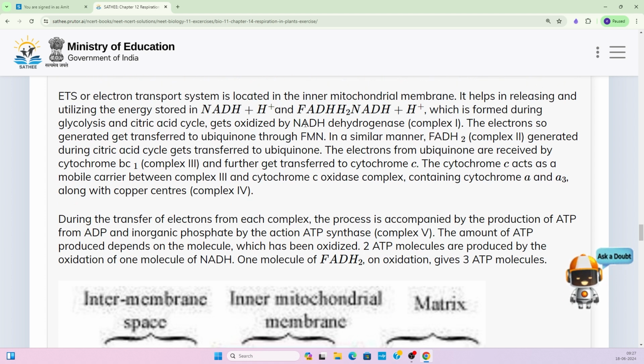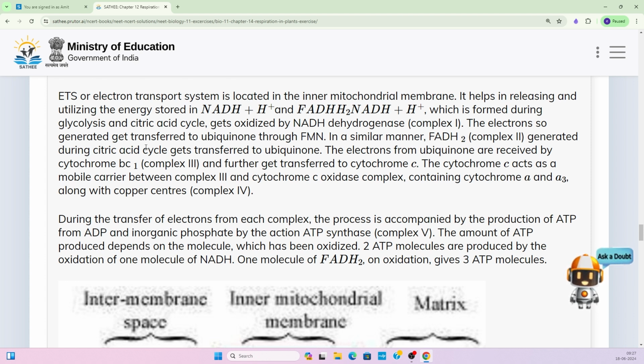This complex 1 is NADH dehydrogenase. The electrons so generated get transferred to the ubiquinone through FMN, flavin mononucleotide. In a similar manner, FADH2 generated during the citric acid cycle is accepted by complex 2. I've already told you that the citric acid cycle has only one enzyme in the membrane, that is succinate dehydrogenase, which is complex 2, and it is a part of the citric acid cycle.